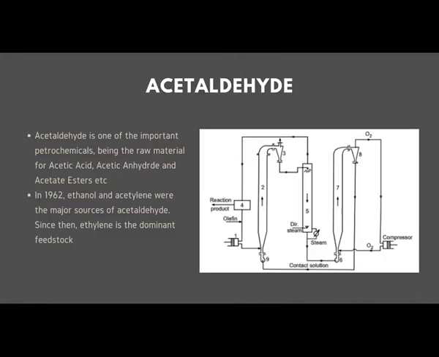The next one would be acetaldehyde. Acetaldehyde is one of the important petrochemicals, being the raw material for acetic acid, acetic anhydride, and acetate esters, etc. In 1962, ethanol and acetylene were the major sources of acetaldehyde manufacturing, but since then, ethylene is the dominant feedstock.